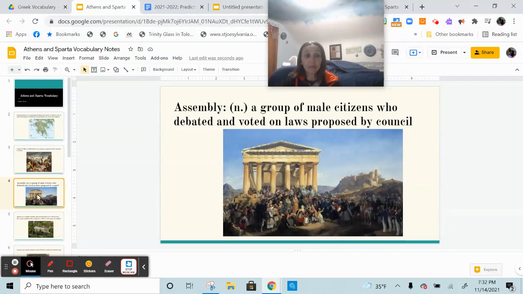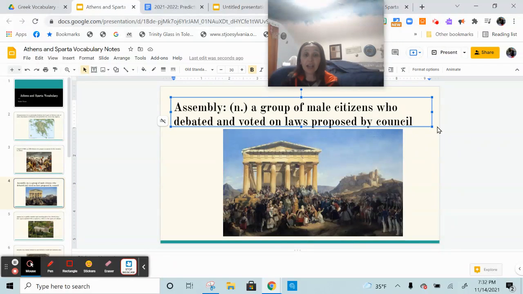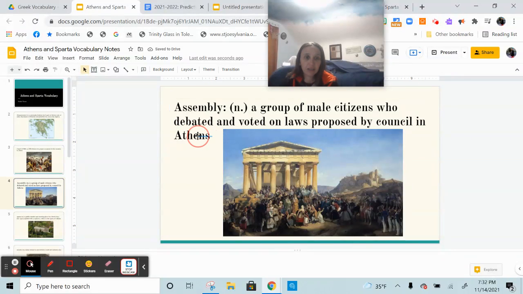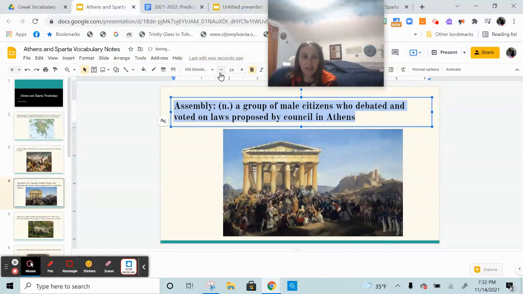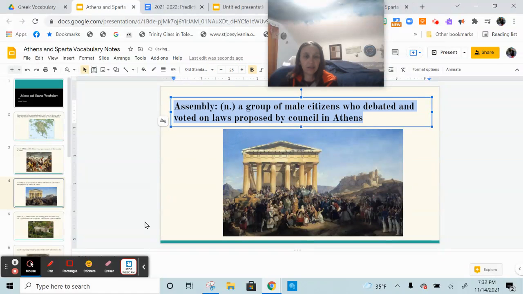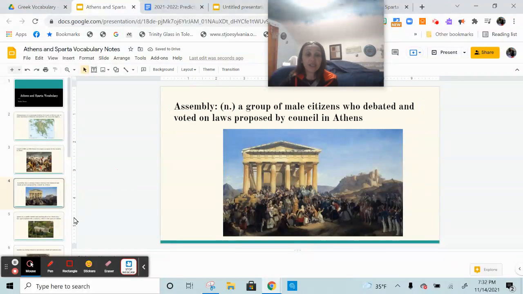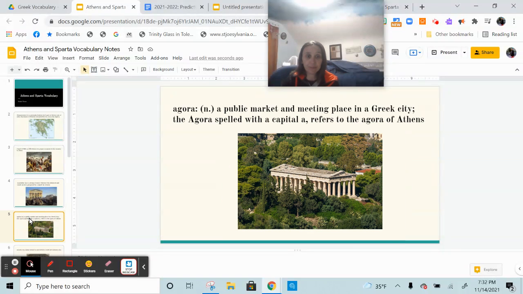Number 3, assembly. Assembly is a group of male citizens who debated and voted on laws provided by the council in Athens. Let me make this a little bit smaller. Sorry about that. I usually have it fixed, but there we go. Okay, so assembly, group of male citizens who debated and voted on laws proposed by the council in Athens.